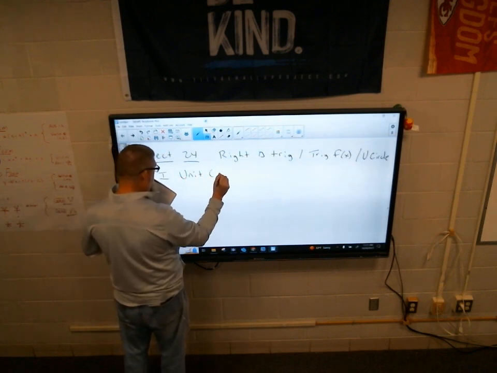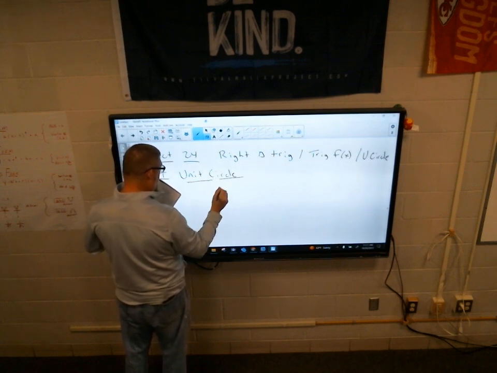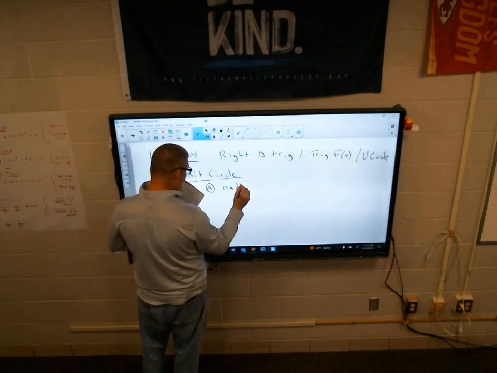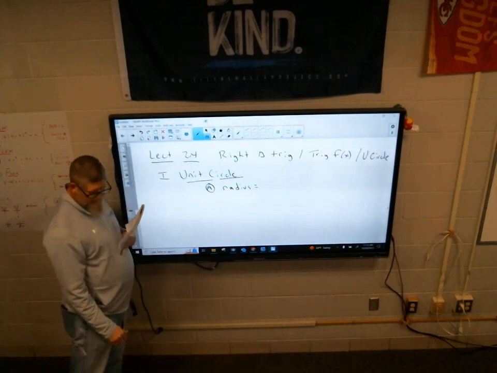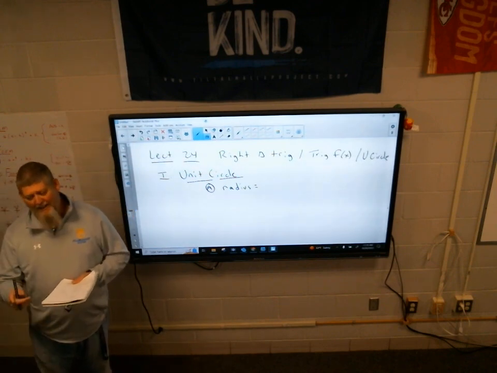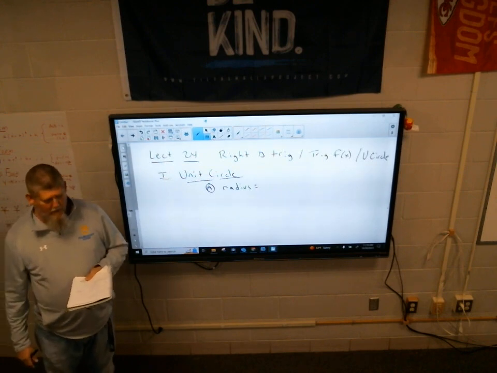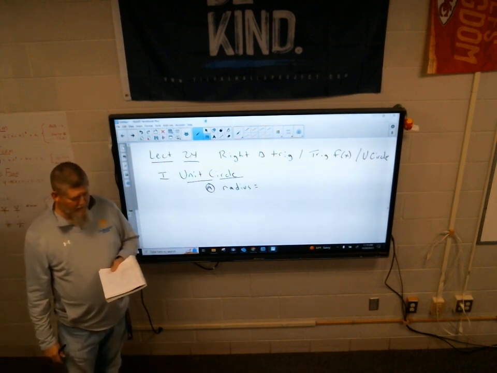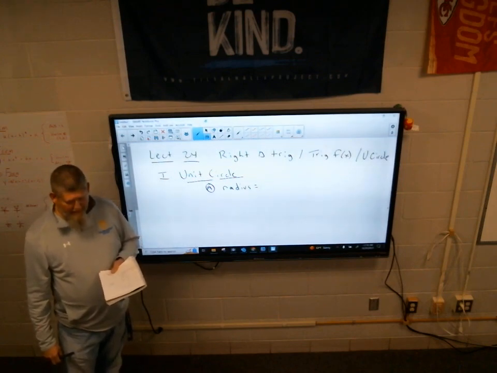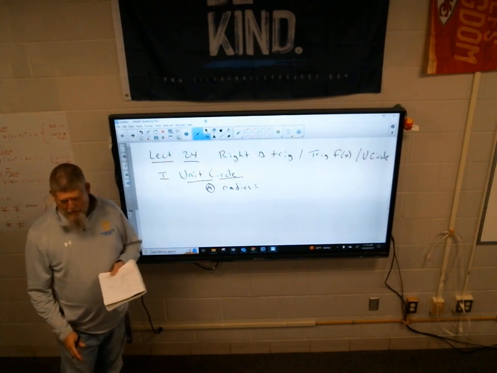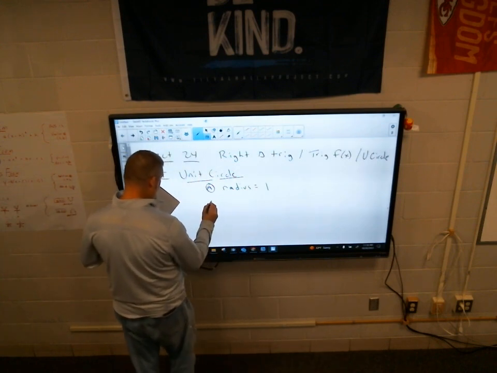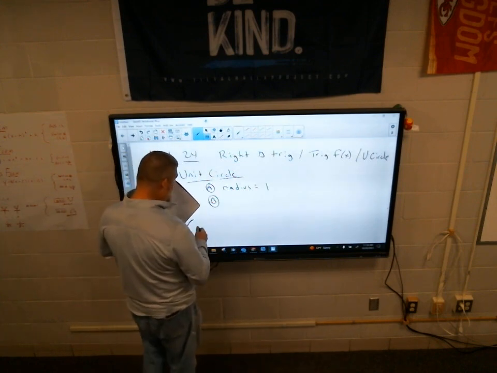There are 3 things we need to know about the unit circle, 3 characteristics. Number 1, the radius equals, look at it and tell me what the radius equals. Well, it does say the unit circle. 1. Radius is 1. Letter B. So the radius is 1.